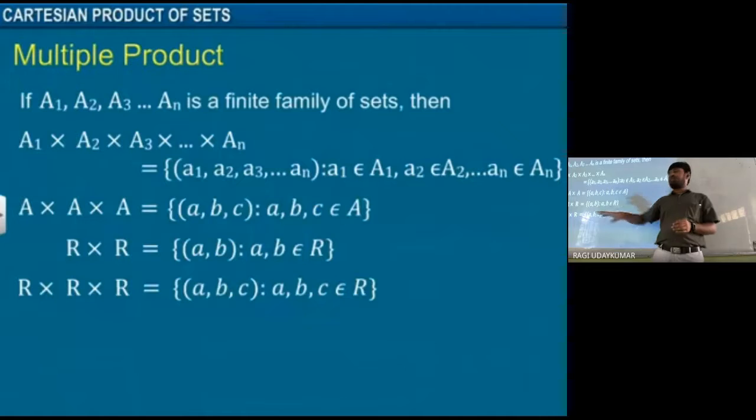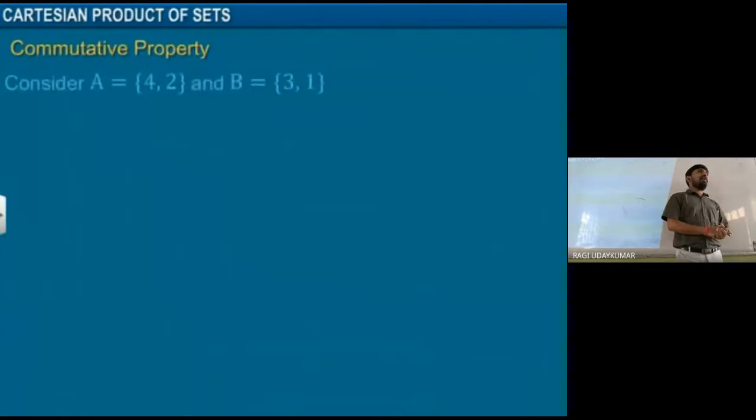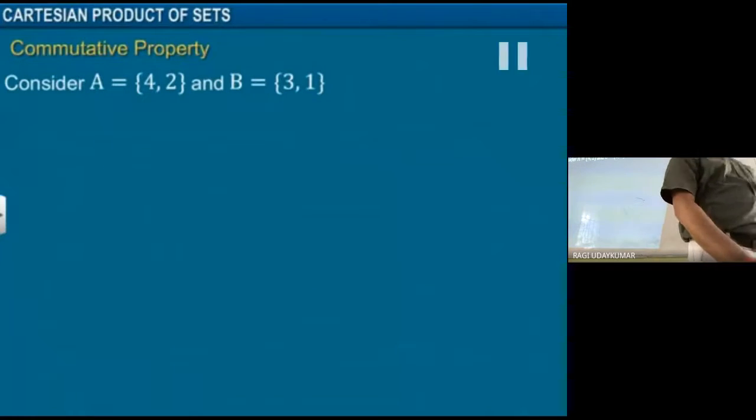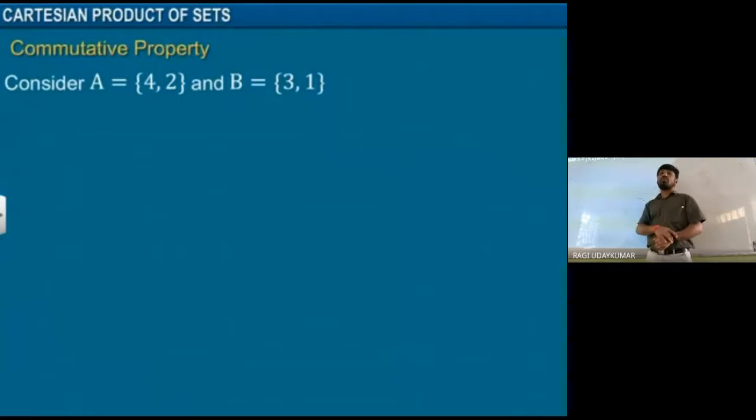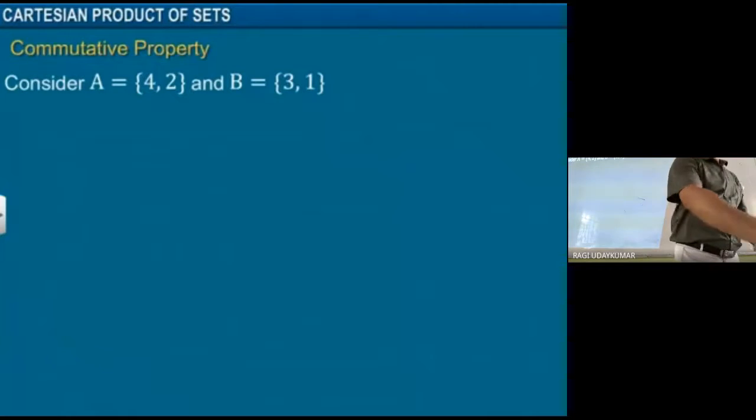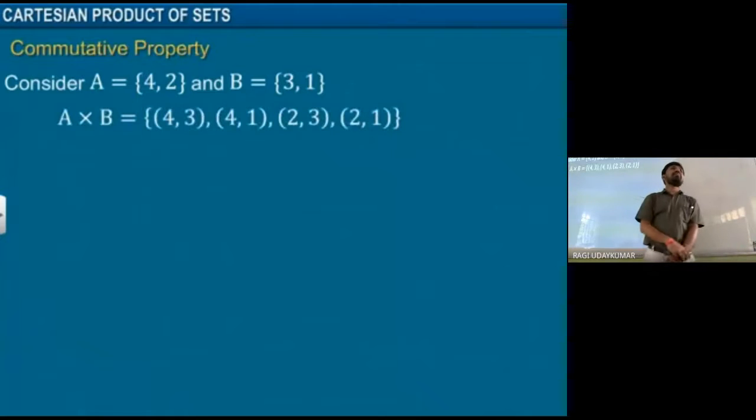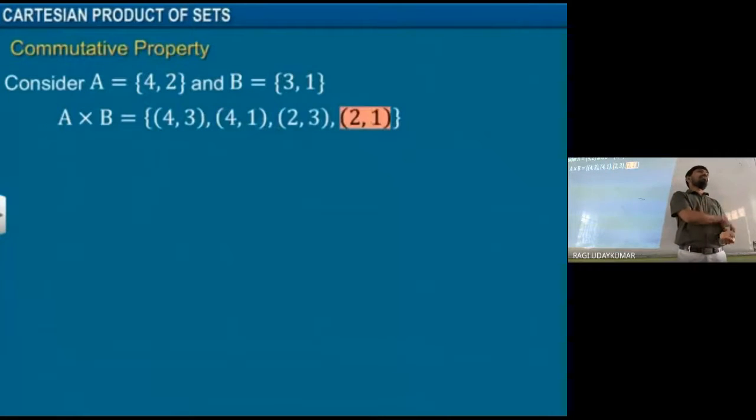Now here R is nothing but the real numbers, and these will satisfy the commutative property. Normally, what is the commutative property? Suppose A is a set containing the elements 4 and 2, and B is a set containing 3. Does it satisfy the commutative property or not? A cross B would have to be equal to B cross A. In A cross B the first element is from the first set, A, while in B cross A the first element is from B.